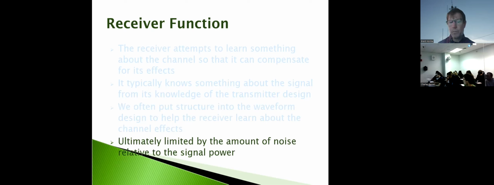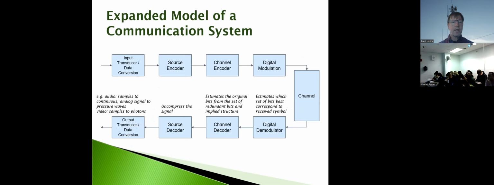So ultimately, we're limited by the amount of noise relative to the signal power. So we're going to try to compensate for a lot of these effects. And we'll talk about a few of these techniques in the course. But there's a lifetime of study available to you if you go into this as a career or go into grad school. There are a lot of very interesting techniques to do all these compensations.